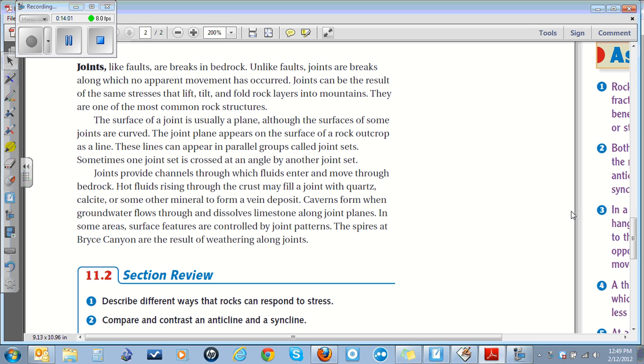Joints provide channels through which fluids enter and move through bedrock. Hot fluids rising through the crust may fill a joint with quartz, calcite, or some other mineral to form a vein deposit. Caverns form when groundwater flows through and dissolves limestone along joint planes. In some areas, surface features are controlled by joint patterns. The spires at Bryce Canyon are the result of weathering along joints.